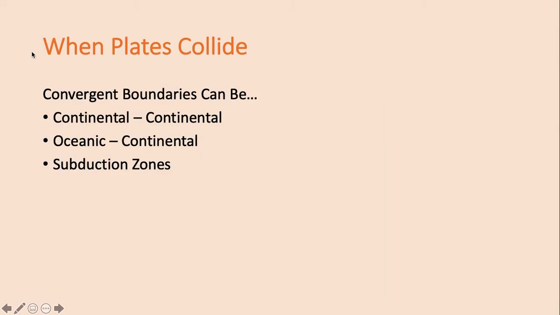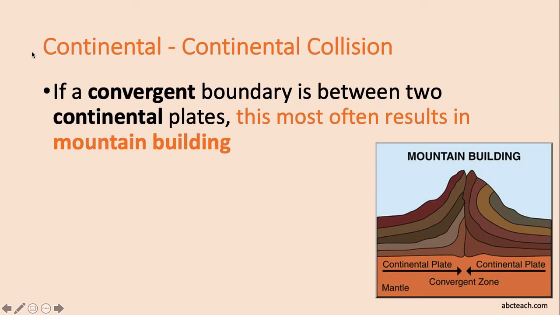When tectonic plates collide, the type of plate boundaries impacts the type of boundary that you have. You can have continental crust colliding with continental crust, or oceanic crust colliding with continental crust, and that's when you get something called a subduction zone. So with a continental-continental collision, that's the thicker crust colliding with thicker crust, it most often results in mountain building. And you can see from the image that the two continental plates just kind of smush upwards.